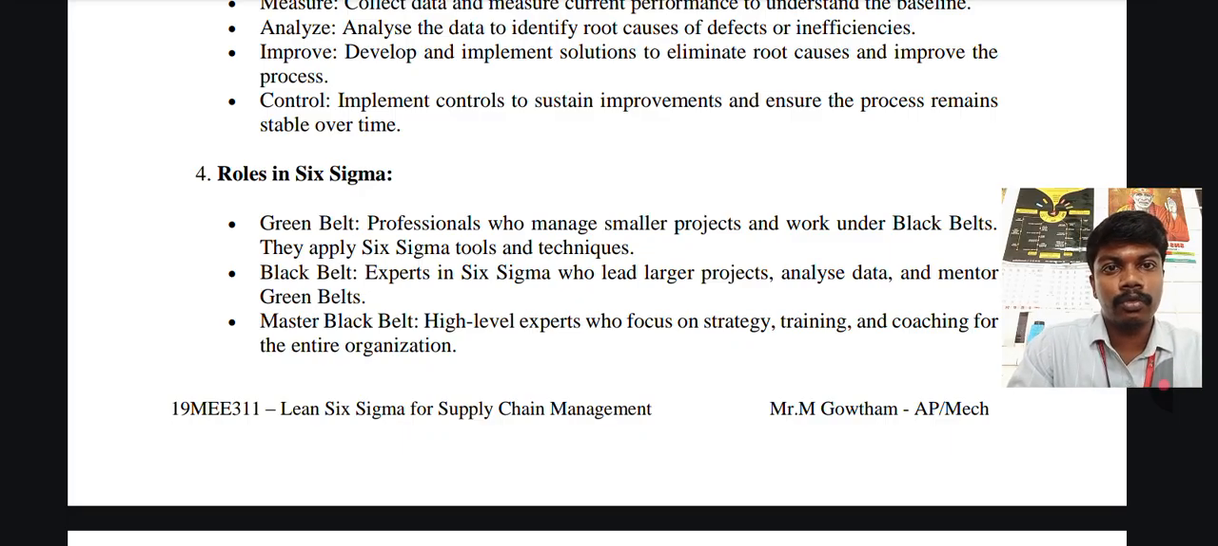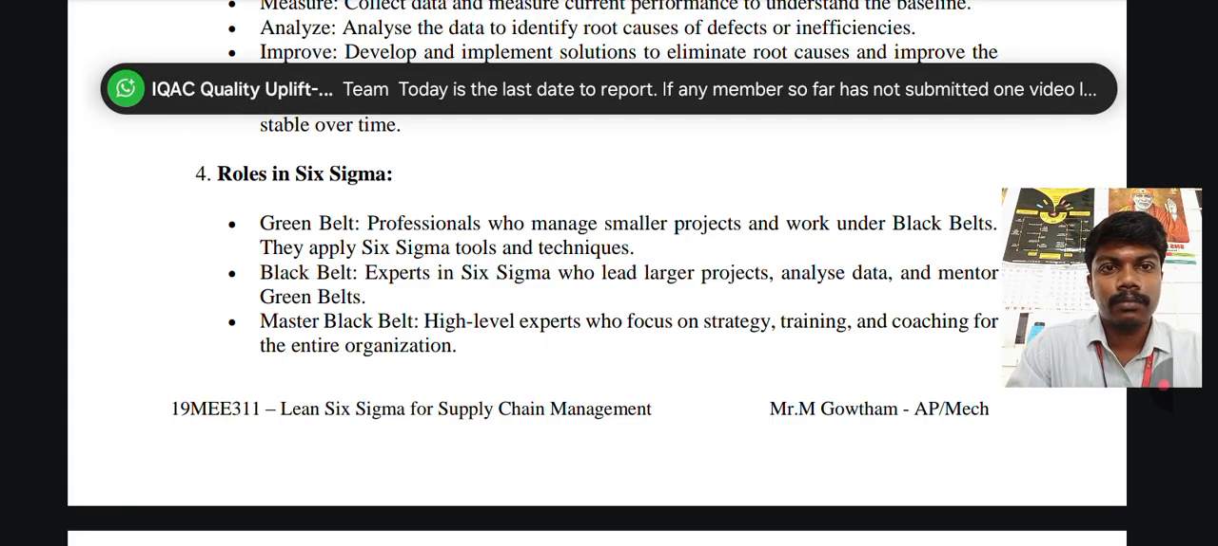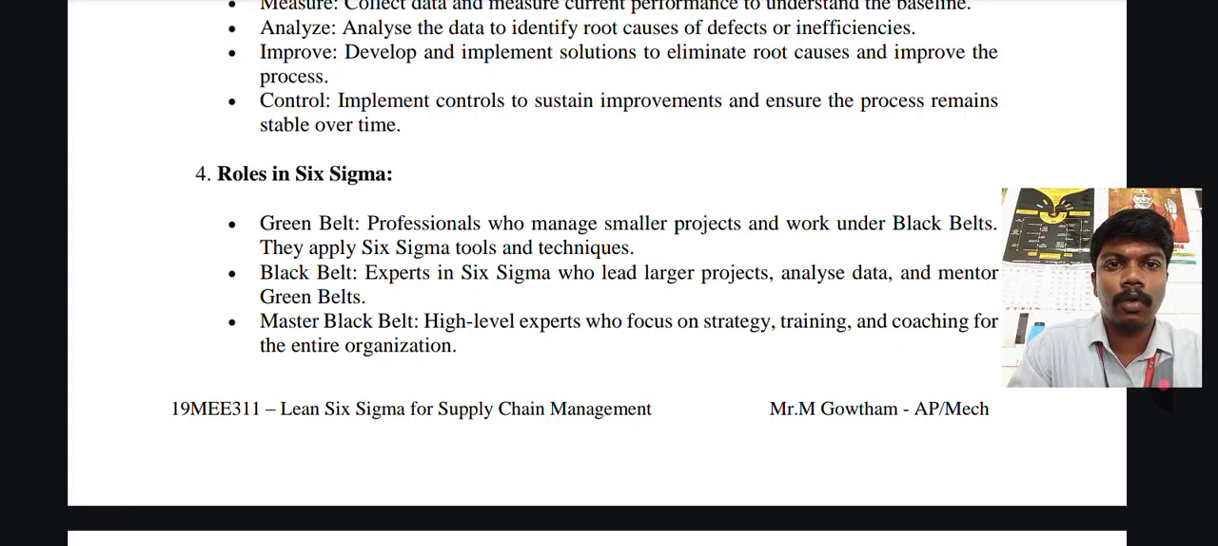After yellow belt, you should go to the green belt course, which is an online or offline course. Professionals who manage all similar projects and works are under the green belt. This is the role of the green belt.